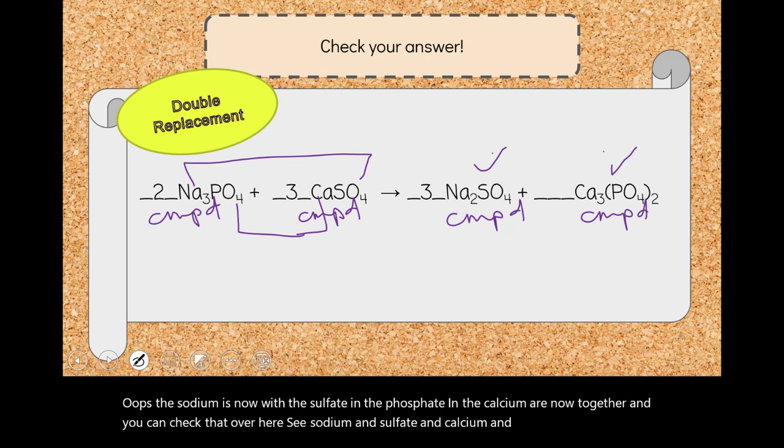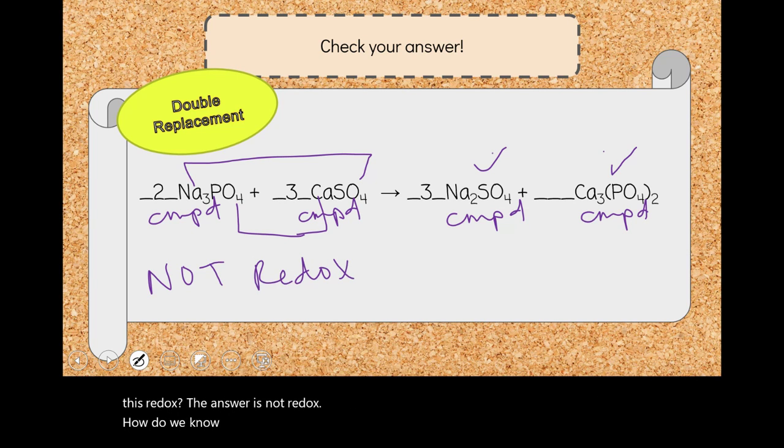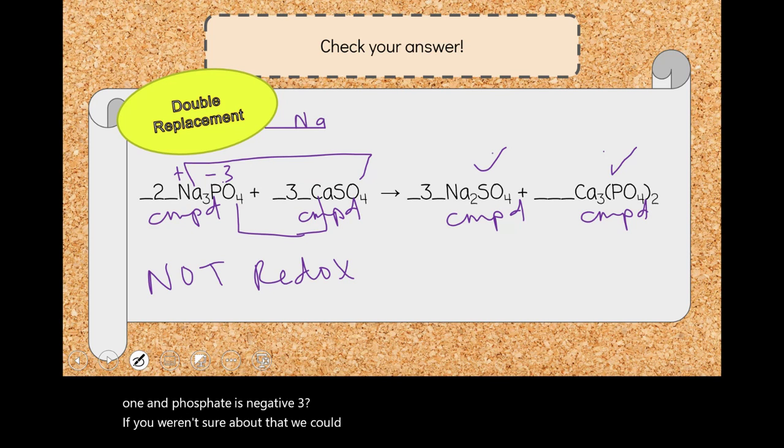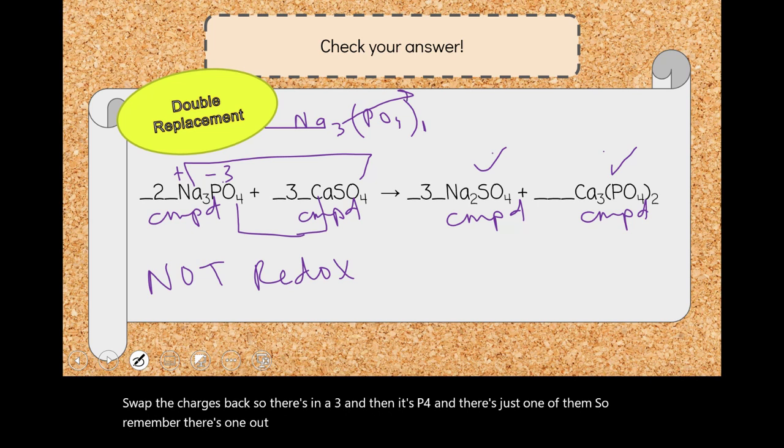And finally, is this redox? The answer is not redox. How do we know that? There was no change in the charge. Sodium in this compound is +1, and phosphate is -3. If you weren't sure about that, we could also just swap the charges back. So there's Na3, and then it's PO4, and there's just one of them. So remember, there's a 1 out here. So the 3 would go back to PO4, and the 1 would come here. That's how I got 1 and -3.